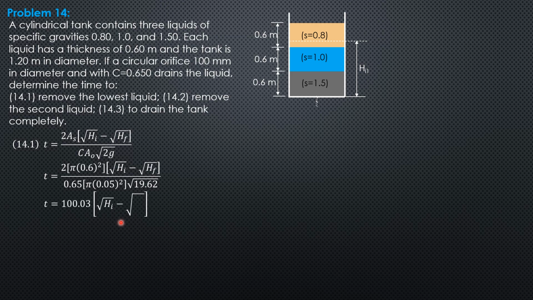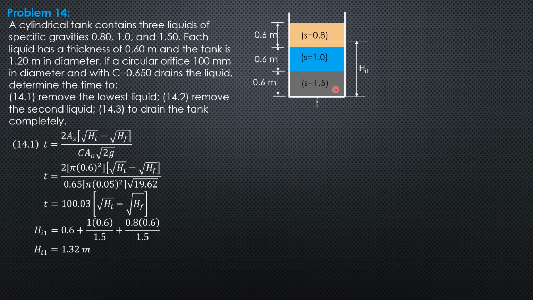100.03 quantity square root of HI minus square root of HF, where HI is equal to 0.6 plus 1 times 0.6 over 1.5 plus 0.8 times 0.6 over 1.5. So that's how to convert the upper liquid into the lowermost liquid: specific gravity of the upper liquid times thickness of the upper liquid divided by specific gravity of the lowermost liquid. So HI1 is 1.32 meters.